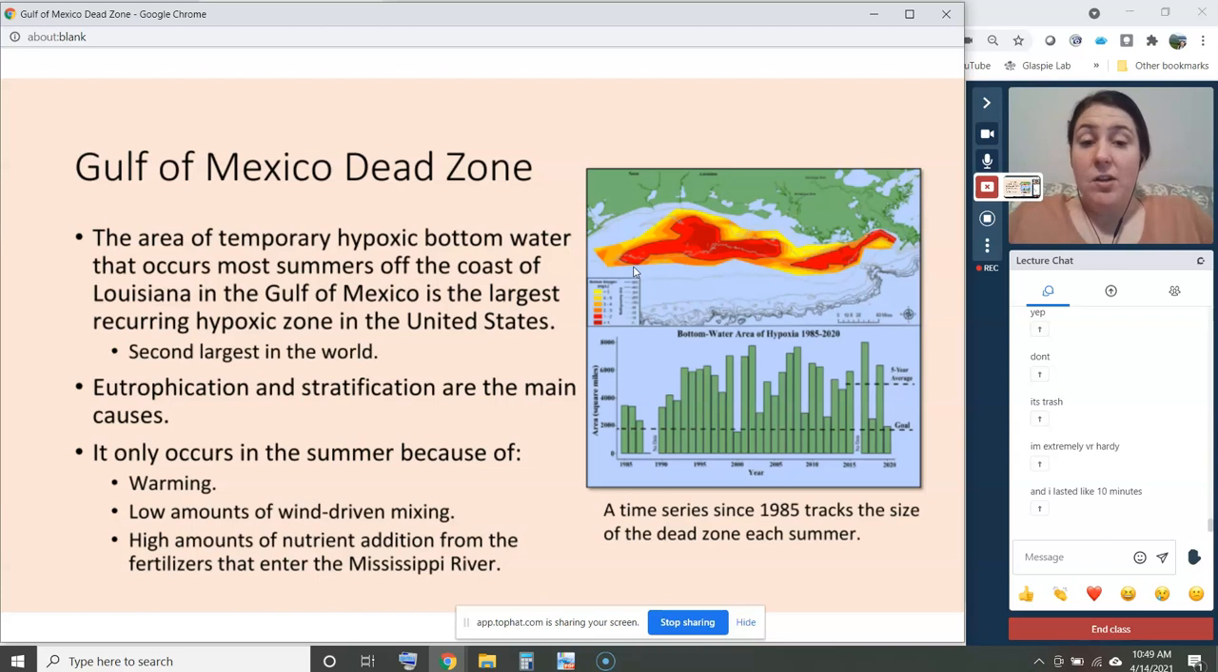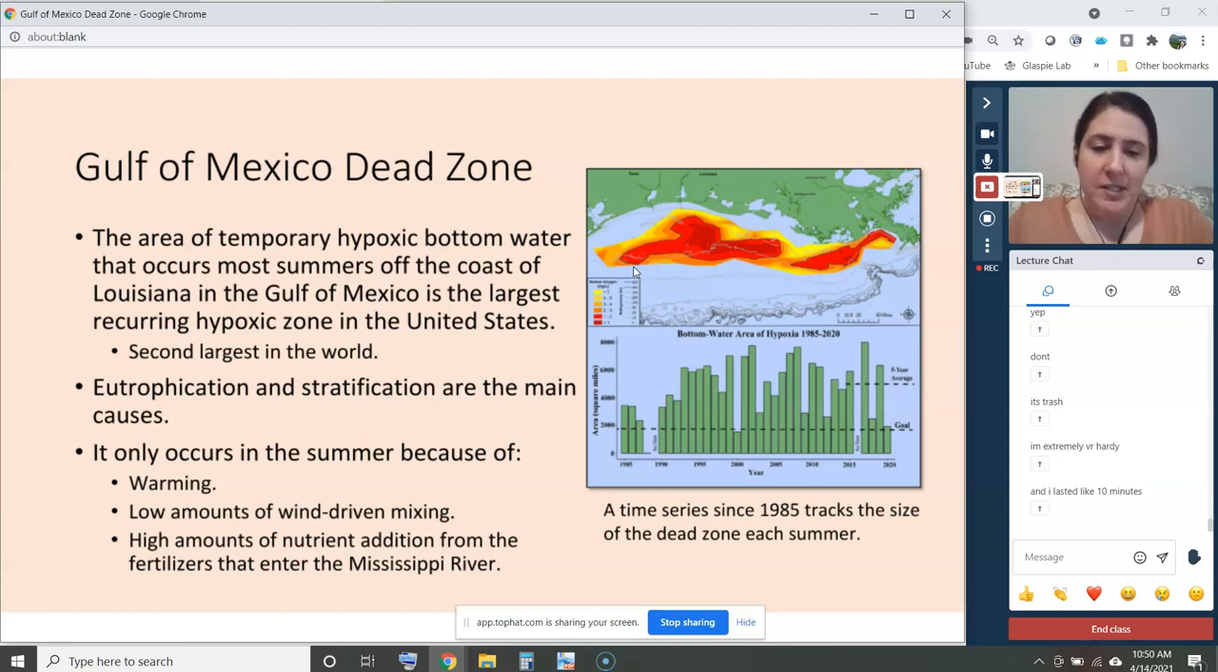And for that reason, this zone only occurs in the summer, because in the summer we have warming, which increases stratification. We have fewer storms, though you wouldn't know it from the past couple of days, but typically we have fewer storms in the summer, so there are low amounts of wind-driven mixing. And we have high amounts of nutrient addition in the spring that allow fertilizers to enter the Gulf of Mexico and fuel these massive phytoplankton blooms every spring. And so in summer we have to contend with all of that phytoplankton that died and sunk to the bottom and is causing this dead zone.